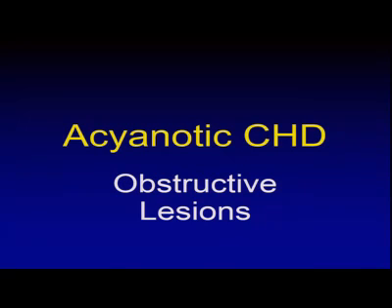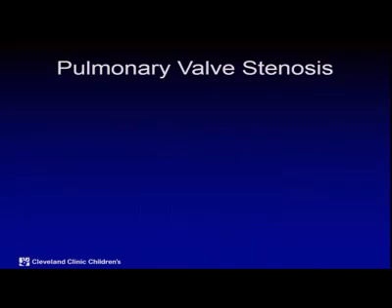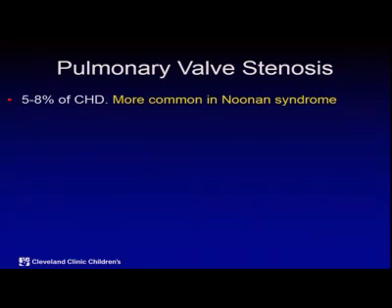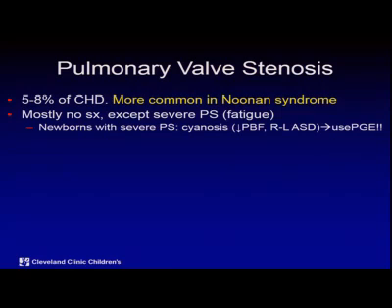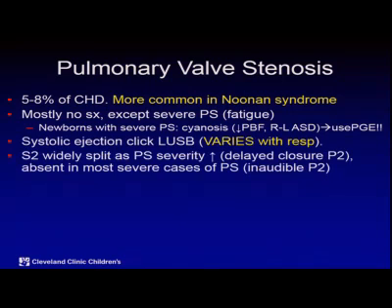So acyanotic congenital heart disease, now we're moving on, not to shunt lesions, but to obstructive lesions. Pulmonary valve stenosis is pretty common, more common in Noonan syndrome, which will give you a dysplastic pulmonary valve. Mostly it produces no symptoms, except if you have very severe PS in older children, they can have fatigue. On the other hand, newborns with severe pulmonary stenosis will be symptomatic. They will typically have minimal flow through the pulmonary valve. They can have right to left shunting through the ASD because the blood cannot get out of the right heart, and they will therefore have cyanosis. In these cases, use prostaglandins.